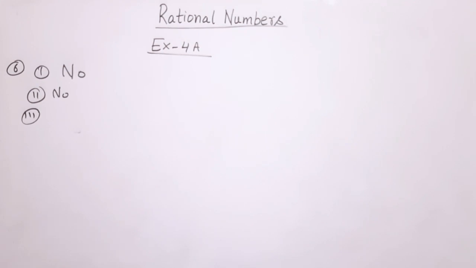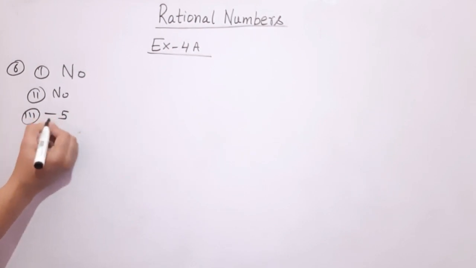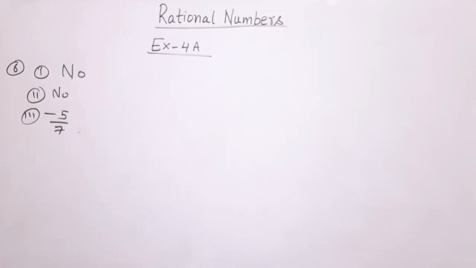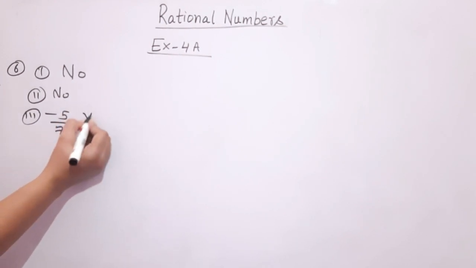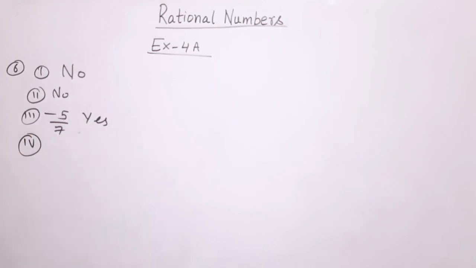Now come to the third option. So the third option is minus 5 upon 7. So minus 5 upon 7 is fulfilling the condition of negative rational numbers because the numerator is negative but the denominator is positive. That means it is a negative rational number.